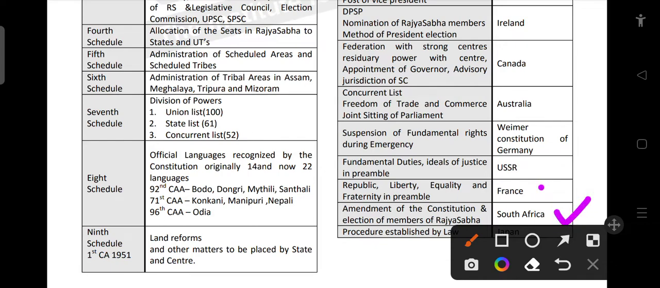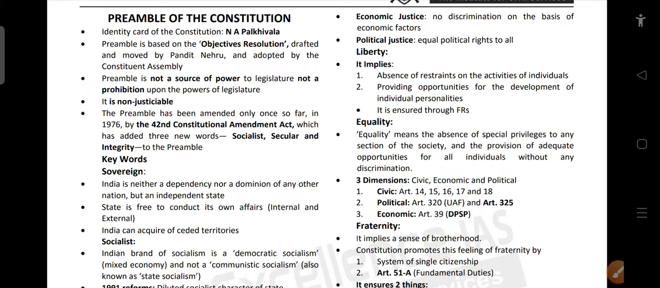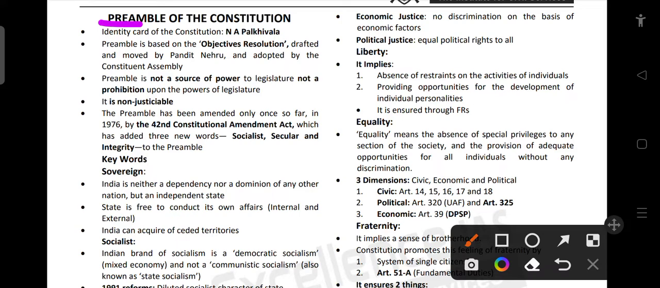And the next country is South Africa, from which we took amendment of the constitution and also the election of members of Rajya Sabha. And from Japan, we took procedure established by law. So these were some of the important sources from which our constitution was inspired or derived. Now let's look into the next topic, which is the preamble. We'll look at the preamble of the constitution.